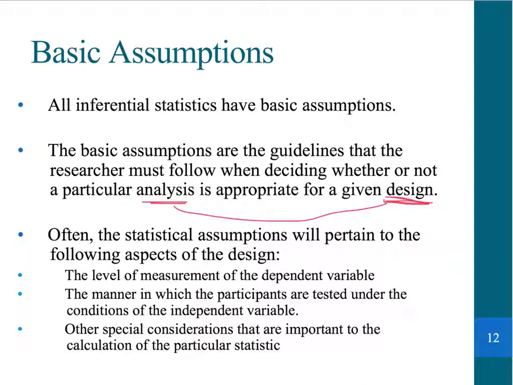Often statistical assumptions will pertain to the following characteristics. It could be the level of measurement. It could be how the participants were tested under the conditions of the independent variable. This is usually related to type of independent variable, or other specific or special considerations. I'm about to introduce in the third video one of the special considerations of an independent groups t-test.